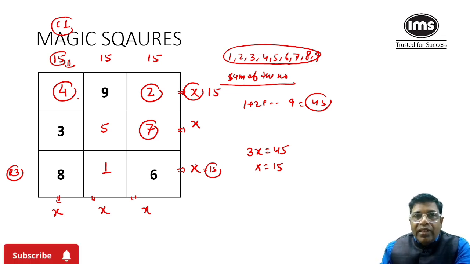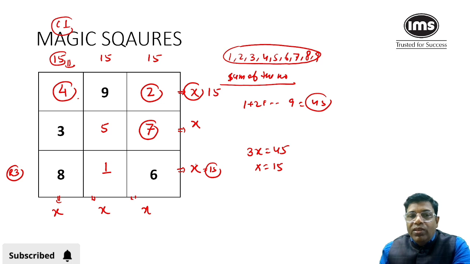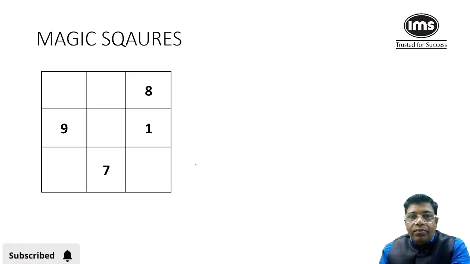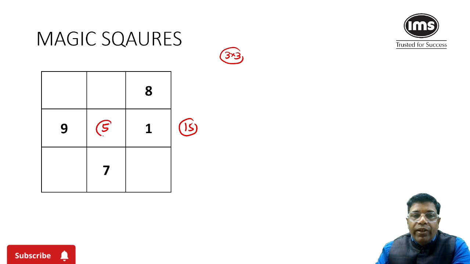So CAT has asked a lot of questions that use this kind of concept. Now let's go to another example. So I'll apply: the magic square is 3 by 3, and we should know that the sum of each row and each column has to be 15. If you apply that logic, then this number has to be 5.